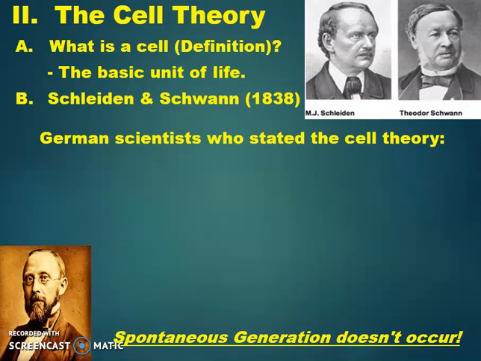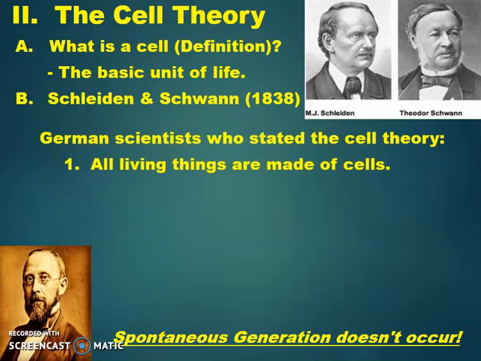Remember what a theory is, though. It's not 100% truth. It's just the best explanation based off repeatable experiments that give us the same data over and over and over again. So these things could change in the future if we find alien life. Now, between the two of them, they came up with these two parts of the cell theory.